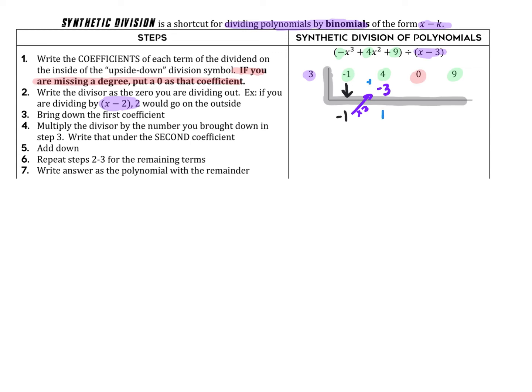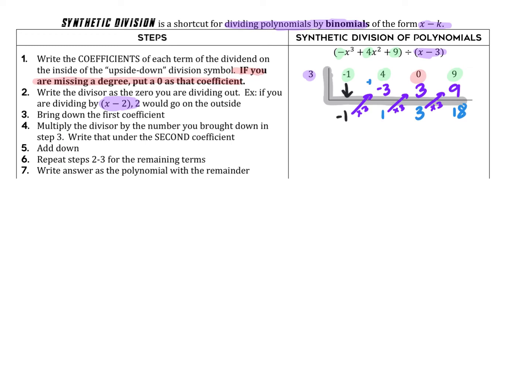Then we're going to do that same process again. 3 times 1 is 3, and then we're going to add up and down. 0 plus 3 is 3. 3 times 3 is 9, and then we're going to add going up and down. So 9 plus 9 is going to give us 18.